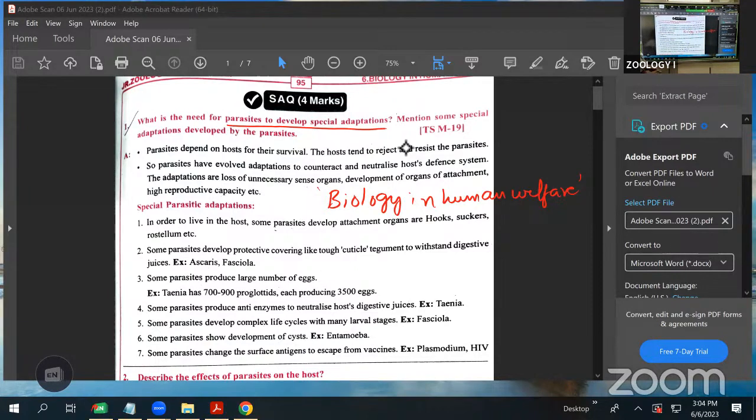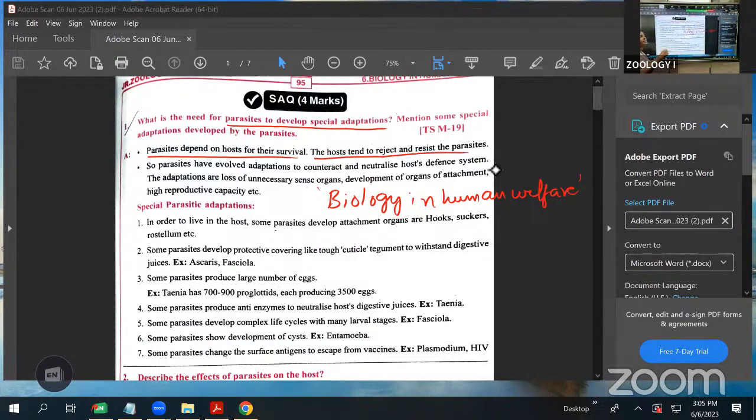The parasites are present inside of the host every time. Parasites depend on the host for survival, for food or shelter. The hosts tend to reject and resist the parasites.